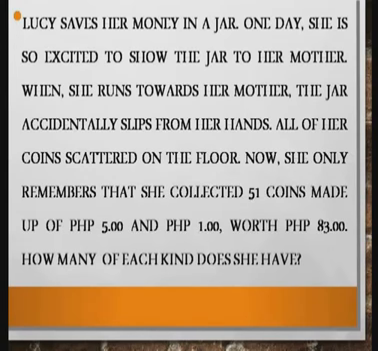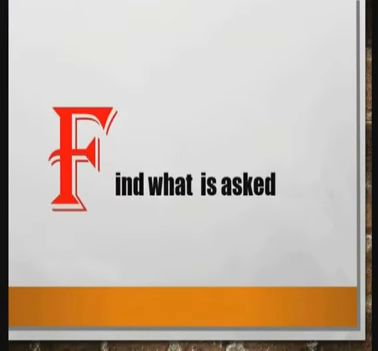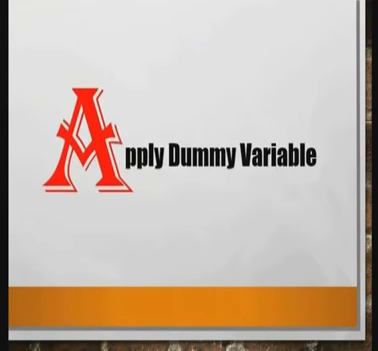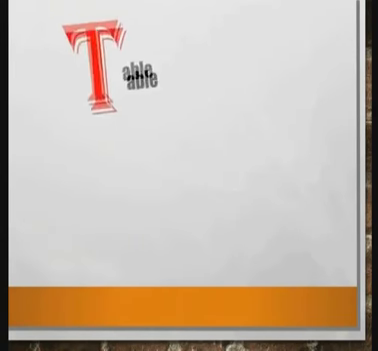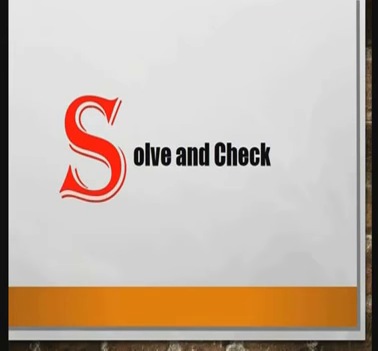In order for us to solve the money and coin problem easily, let's follow the FATS steps. F stands for find what is asked. A stands for apply dummy variable. T stands for table. And S stands for solve and check.